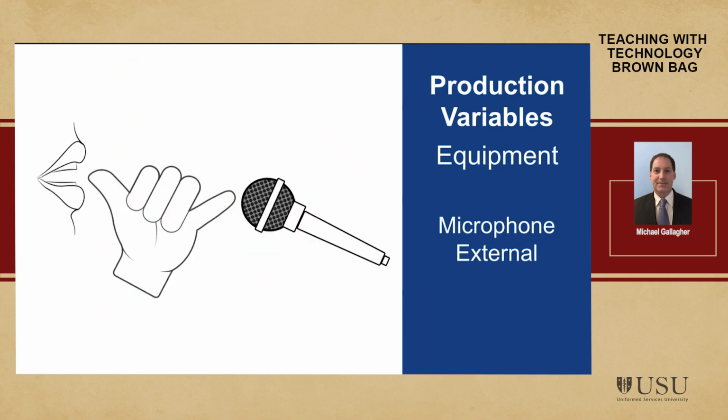When using an external mic, it's best to keep a distance of 6 to 12 inches from the microphone. A good way to estimate this distance is to make a fist and extend your thumb and pinky, as shown in this picture.